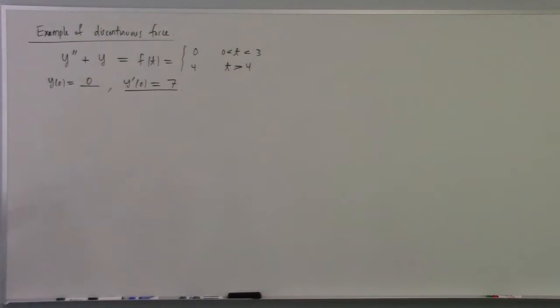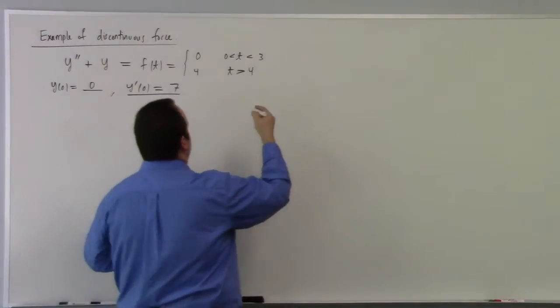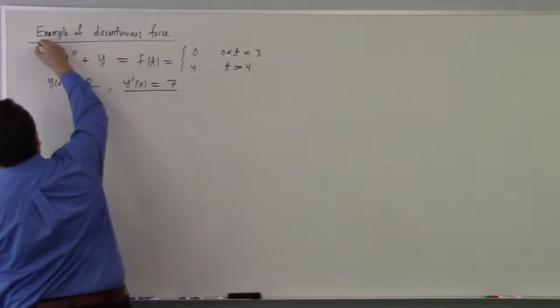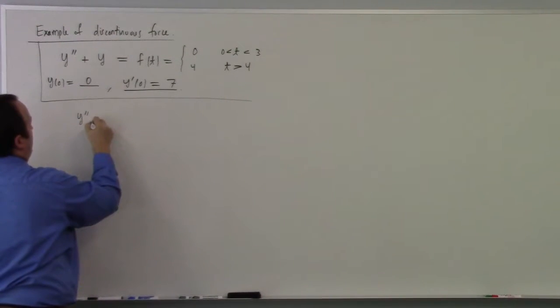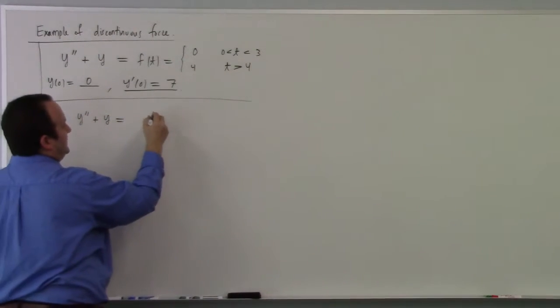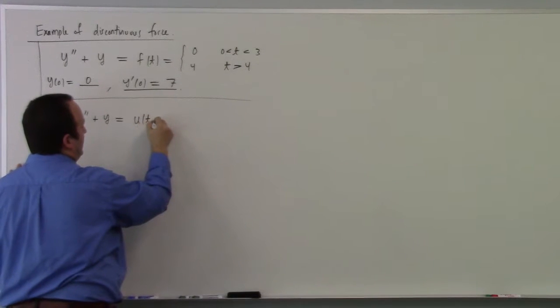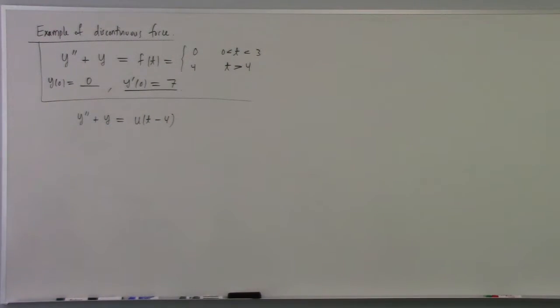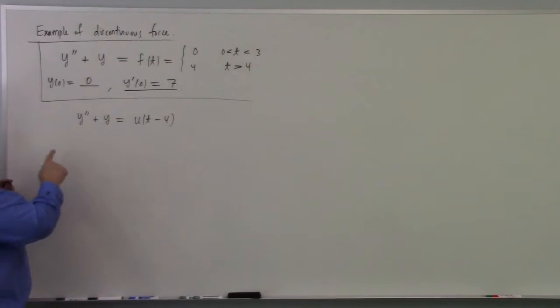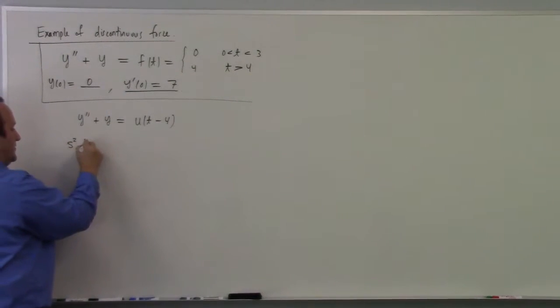Okay, so first of all, first order of business, solve this problem. I would say y prime prime plus y is equal to u of t minus 4, right? First of all, I convert the discontinuous function into a formulation in terms of the Heaviside functions, the unit step functions. Next, Laplace transform. So I've got s squared big Y, right?